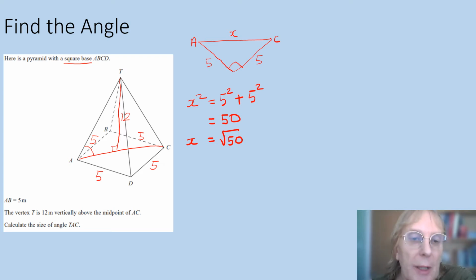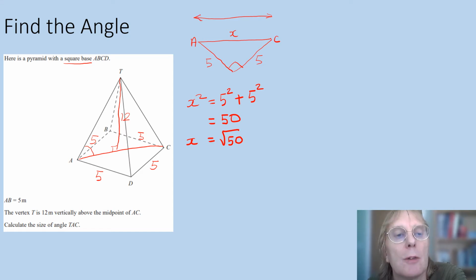Now, I could work that out. It's going to be just over 7 because square root of 49 is 7. So square root of 50 is going to be just over 7. But I can leave that there because I'm going to use that later on. That's not the answer I'm asked to give, and I can use that as it is. So the square root of 50 is the whole way across, that's the whole way across from A to C. But we only need halfway across.